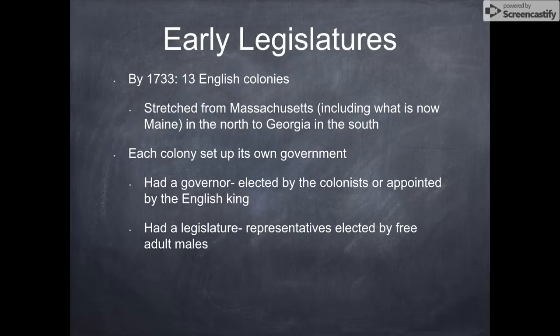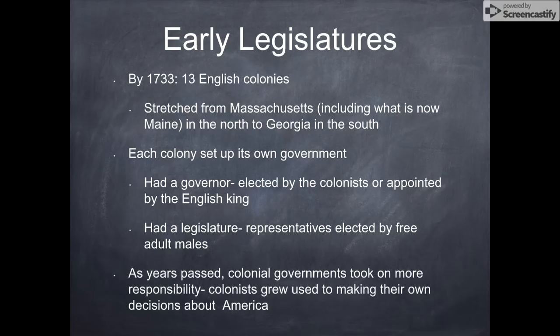They had a legislature, so representatives elected by free adult males. And by free adult males, they also mean males who had land. As years passed, colonial governments took on more responsibility. Colonists grew used to making their own decisions about America. And we're going to talk about that term in a second, about what that's called.